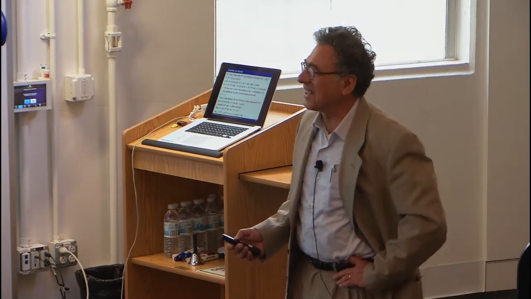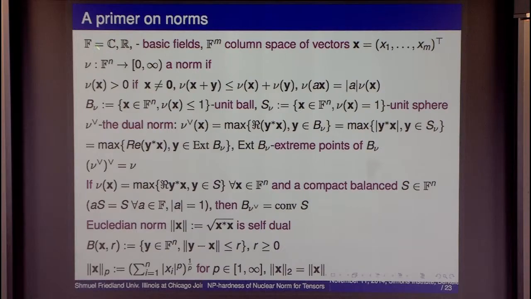But I'll explain. Essentially, we are working with two fields, complex and reals. F^m is, as a matrix person, I use it as the column space of vectors. So ν is a norm if, first of all, it is positive on every non-zero vector, and it's sub-additive and homogeneous, right? We denote by B_ν the closed unit ball in this norm, and S_ν, which I hardly use, would be the sphere, all vectors of norm 1.